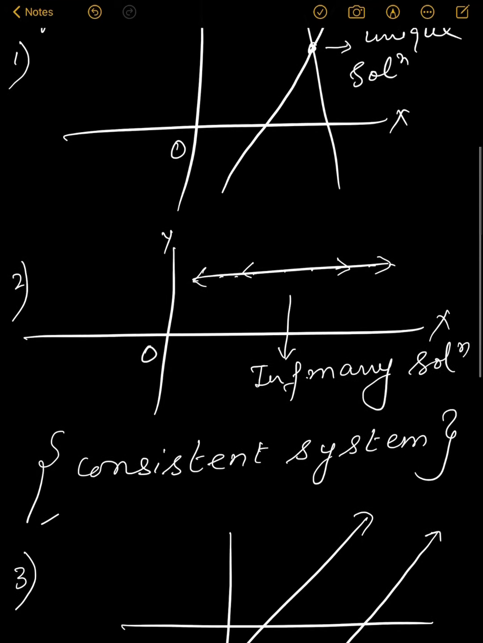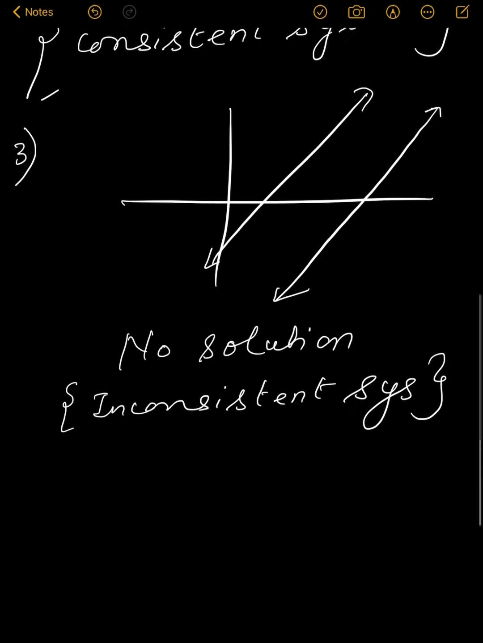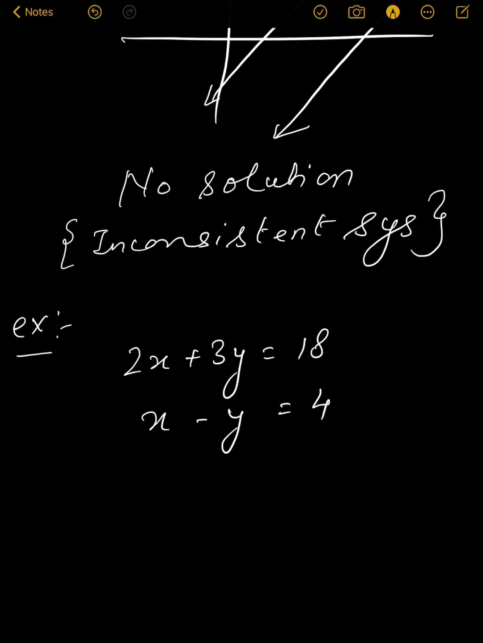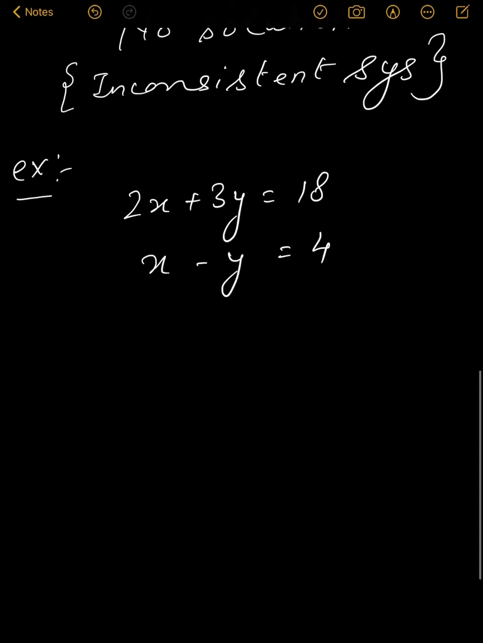So graphically we can solve the system like this. Let's consider one example. Suppose you have two equations, 2x plus 3y is equal to 18 and x minus y is equal to 4. Then you have to first draw them on the graph. We know each equation represents a line, so two equations will represent two lines.